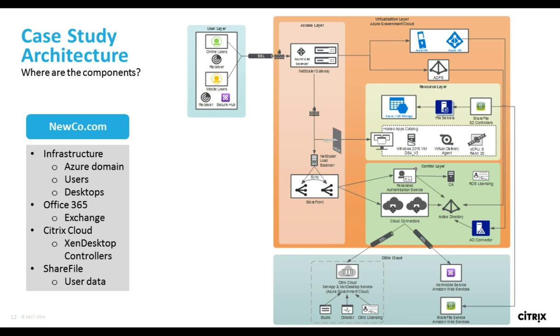The predominant thing to look for is that basically the infrastructure sat inside of the Azure domain. The users were in Azure as well. And then you had desktops that were pretty much set in both different places. O365 sat for Exchange, and your XenDesktop controller sat in the Citrix Cloud. Any sort of user data was also set in ShareFile.